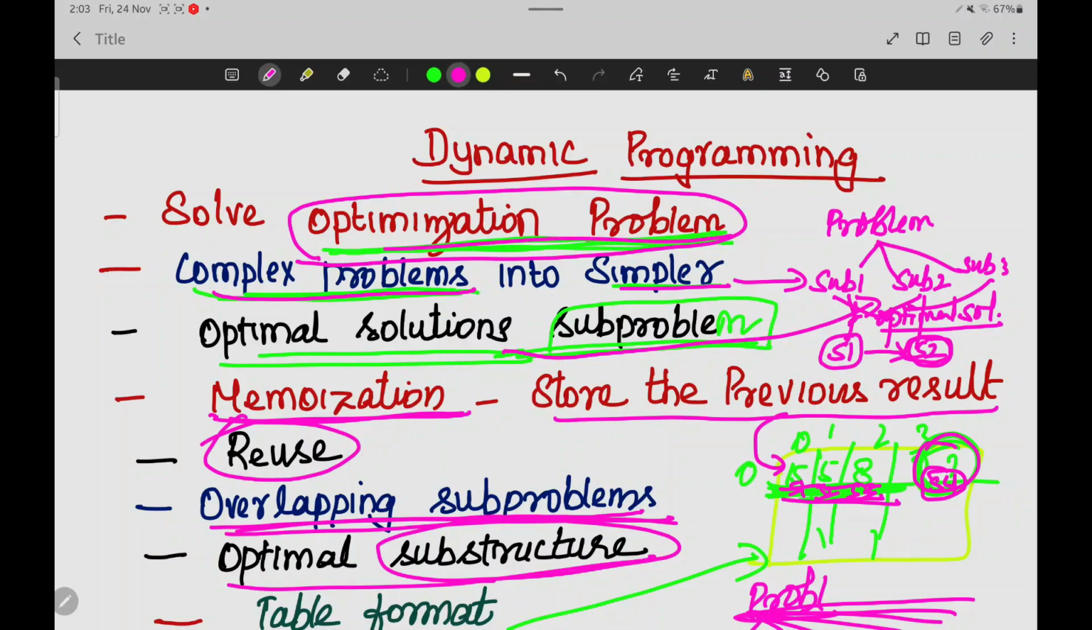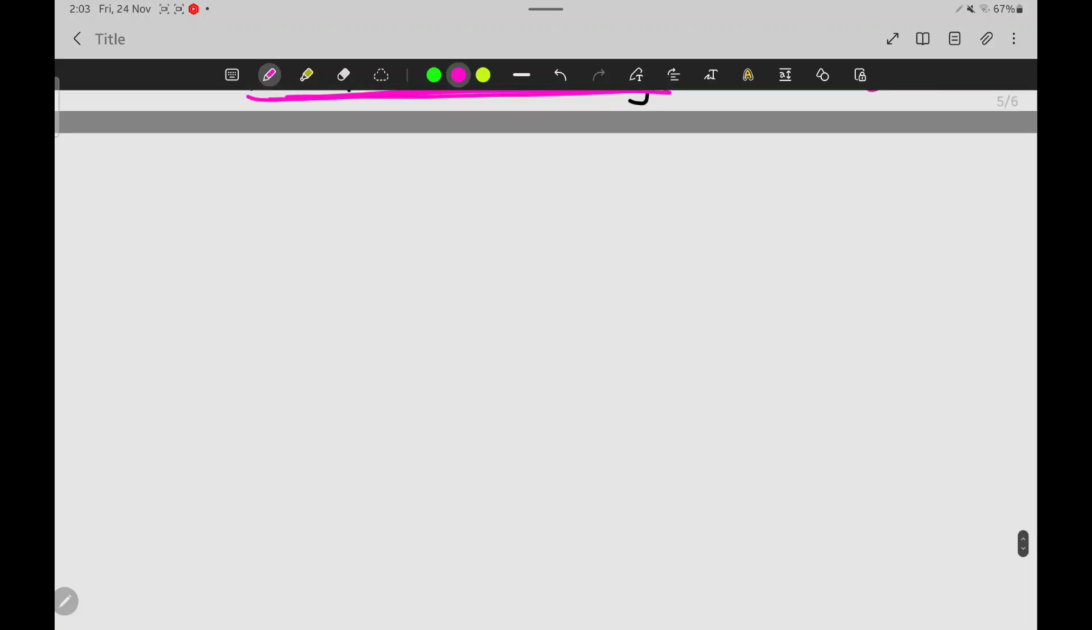See, for example, we will take one example. For example, we want to go to college from home.